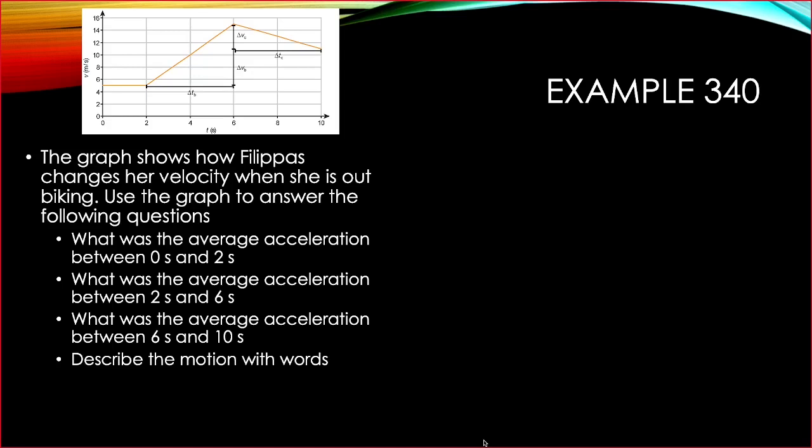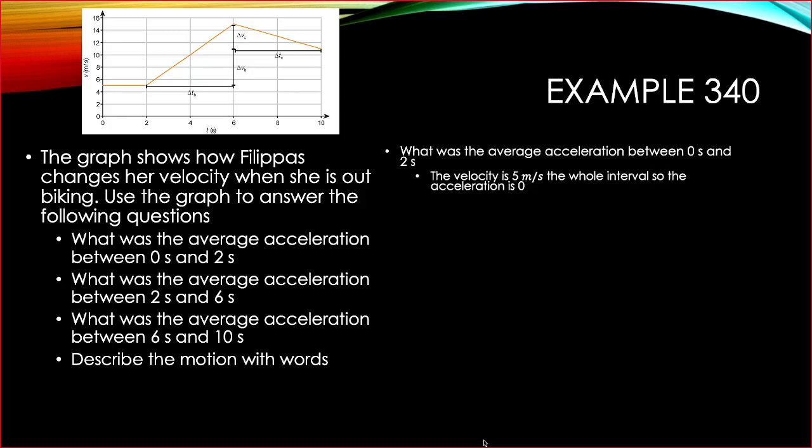So the first one, can anybody... 5. What? It's 5, isn't it? We're asking about the acceleration, not the velocity. So what is the acceleration in the first 2 seconds? It's 0. We have no change in velocity. So the acceleration is 0 in this interval. Yeah, since the velocity is constant, the acceleration is 0.